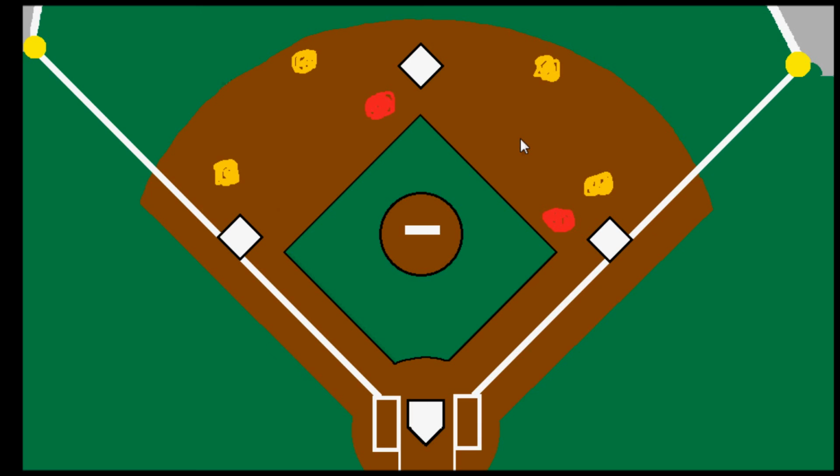But in any case, that is how the rule works, so I will let you decide if it is good or bad. But for now, though, it seems like the infield fly rule is here to stay.